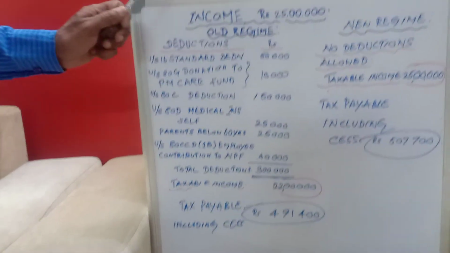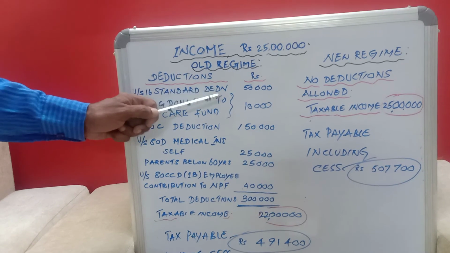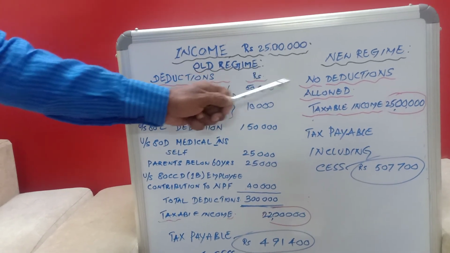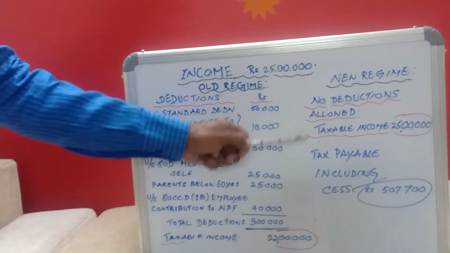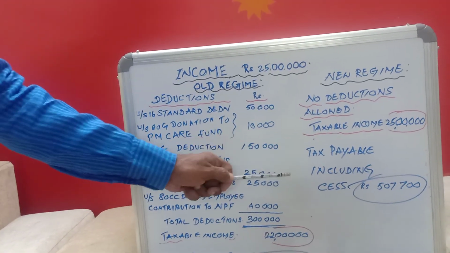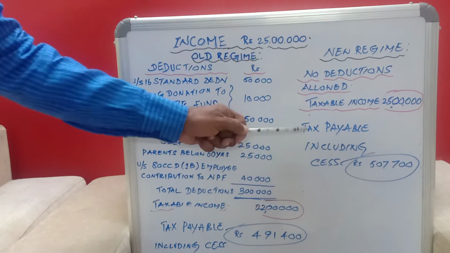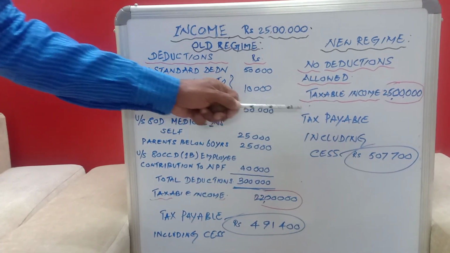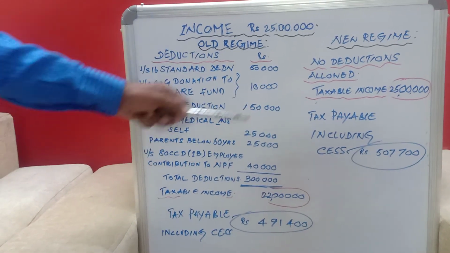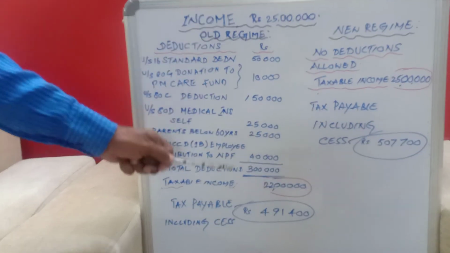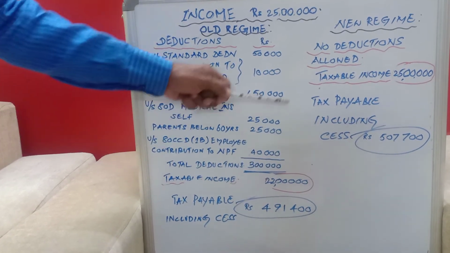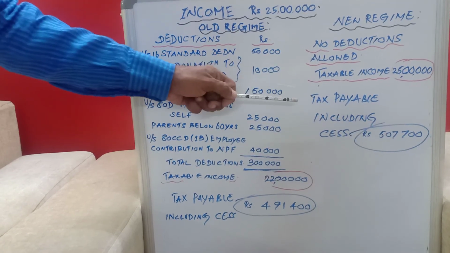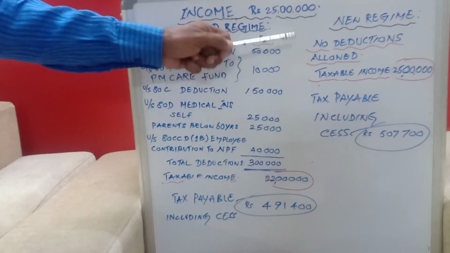4,91,400. In the same example of 25 lakhs, under the new regime no deductions are allowed, so the taxable income is the same 25 lakhs. Tax payable including cess comes to 5,07,700. So when we compare the old and new tax regimes, it is 4,91,400 in the case of the old and 5,07,700 in the case of the new tax regime.